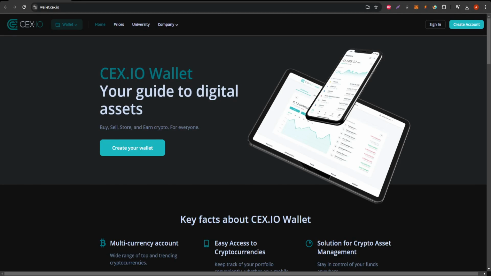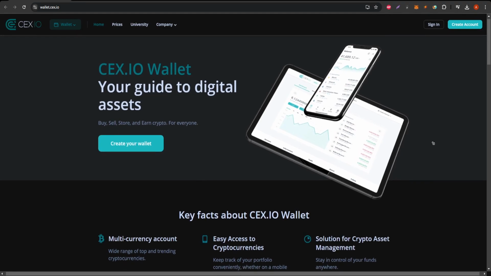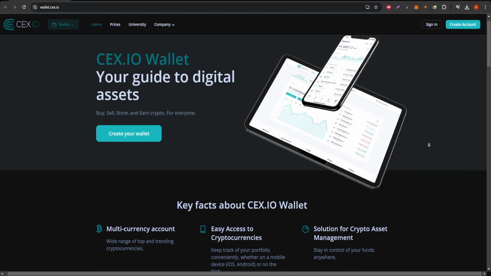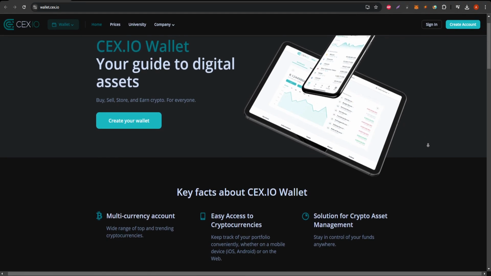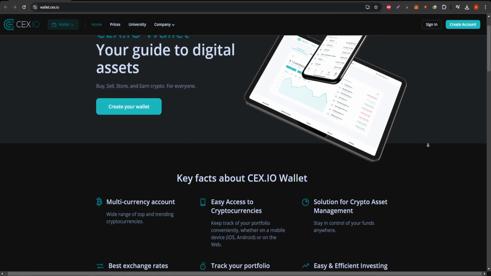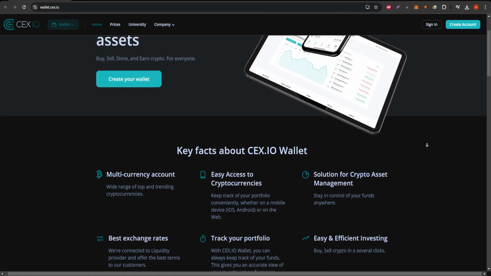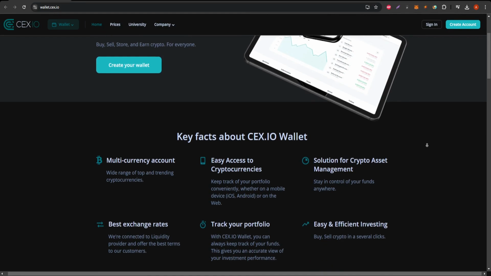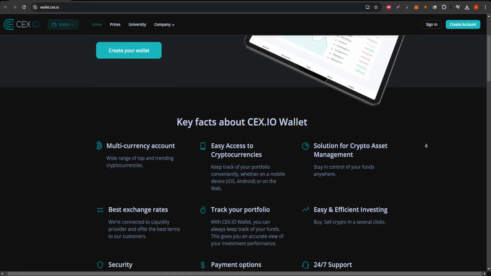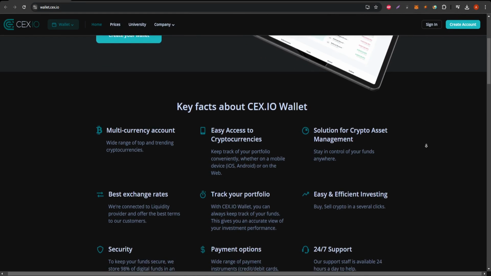Welcome to this detailed guide on CEX.io, your one-stop platform for managing, trading, and staking cryptocurrencies. In this video, you'll discover the features and benefits that make CEX.io a standout choice for both beginner and experienced crypto users. First, we'll look at how to navigate the CEX.io homepage, providing an overview of the account setup process.